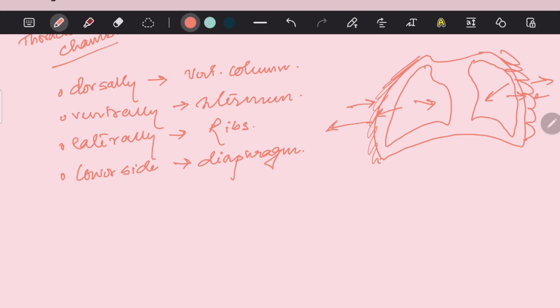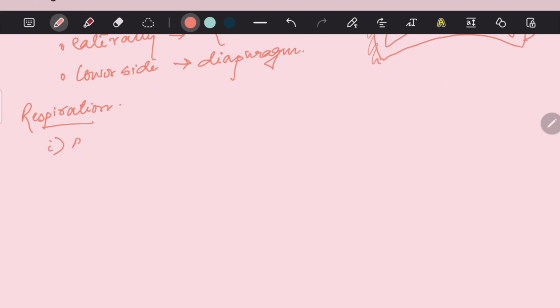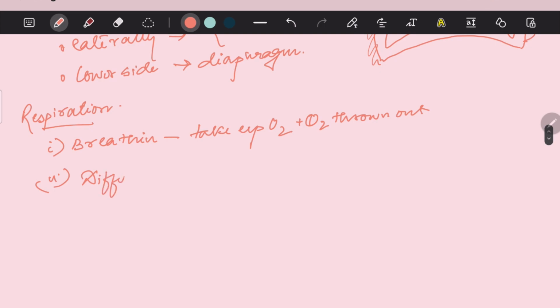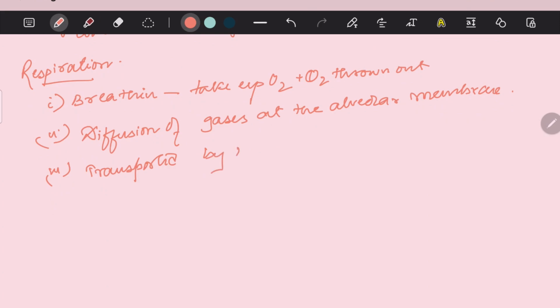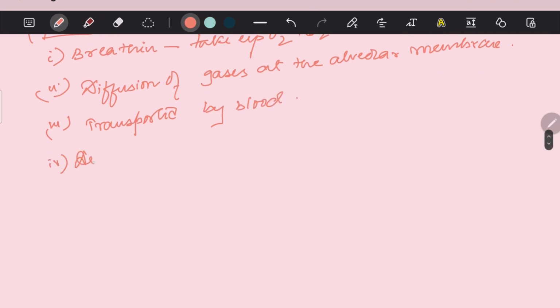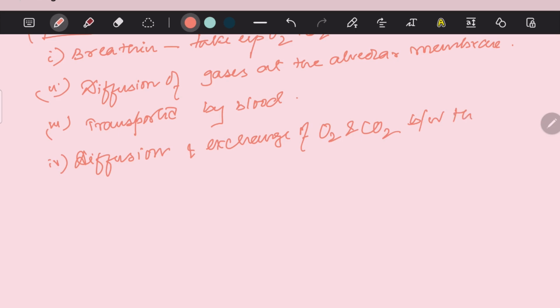Now, if we talk about respiration as a whole, it includes the following processes. First, we have breathing. That is, we take up oxygen and CO2-rich alveolar air is thrown out, right? Second, we have diffusion of gases at the alveolar membrane. Third, these gases are transported by blood. Again, there is diffusion and exchange of oxygen and CO2 between the blood and the tissues.